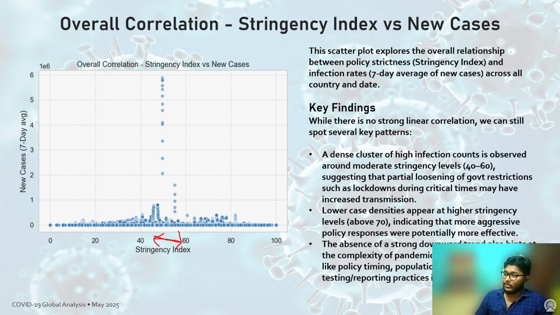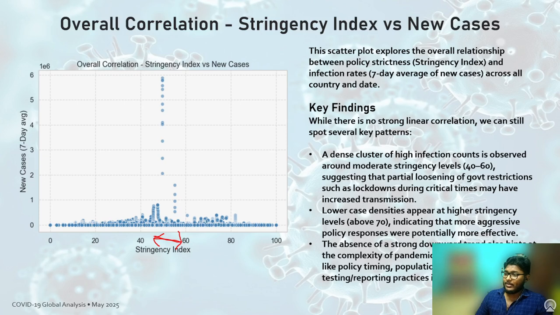the lagged line plot. And we can also see that lower case density appears at the high stringency level, above 70. Above 70, there is a very low cluster, indicating that more aggressive policy responses were potentially more effective.